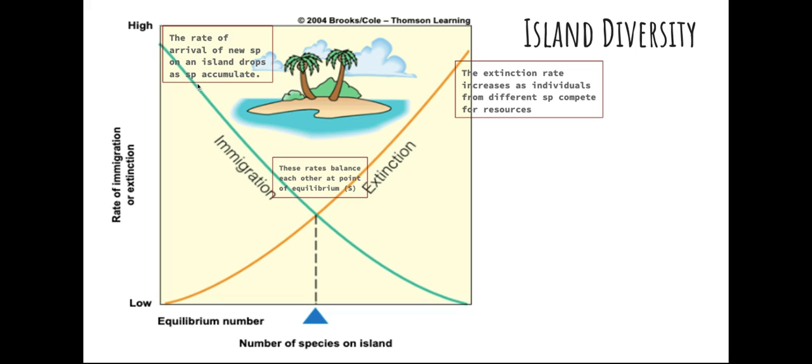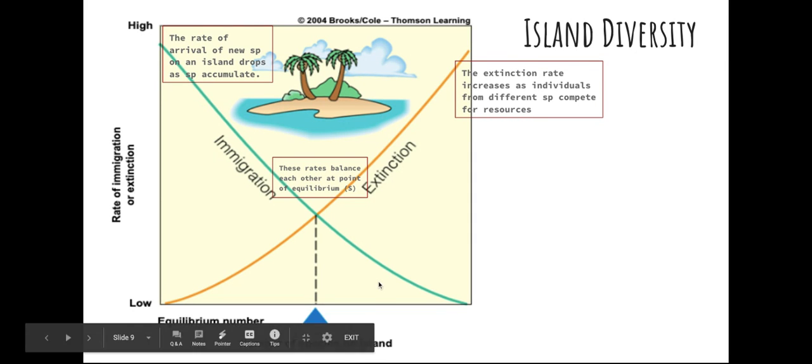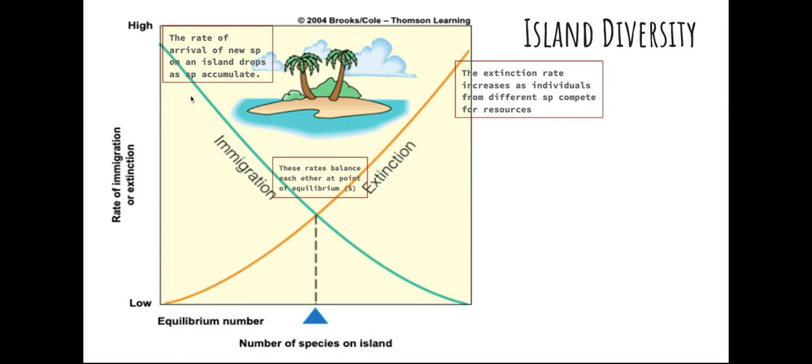So we might have that the rate of arrival of new species on an island is going to drop as species accumulate. That means that usually if a species arrives on an island, that species is possibly already on the island. So even though that species has migrated into the island, the chances are that that species is already there. So it wouldn't be a new species.